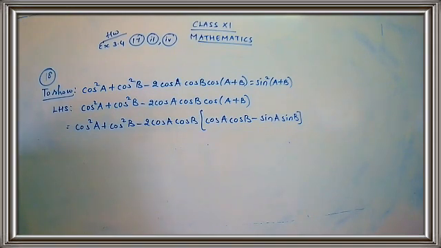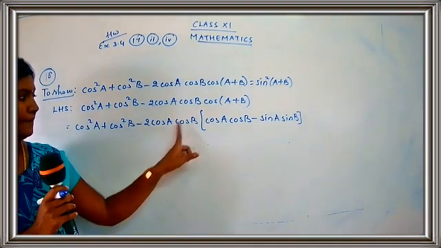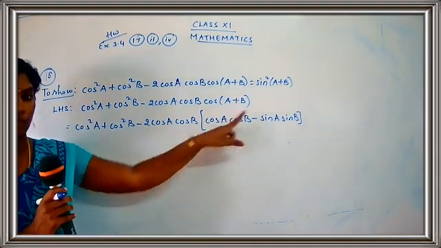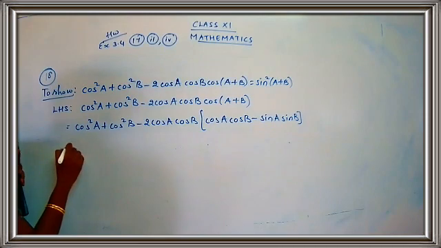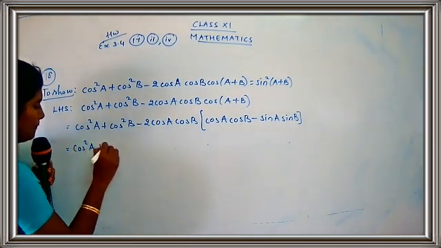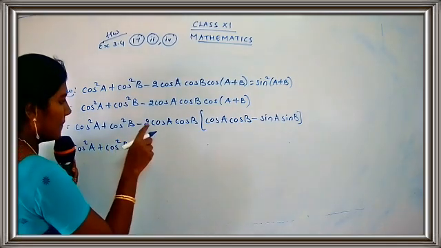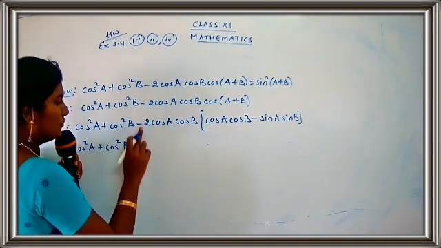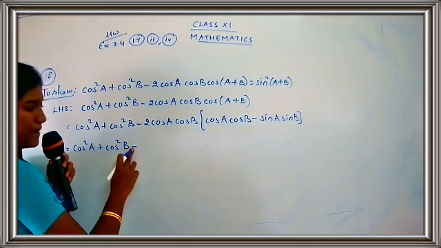Okay children, now we are going to open the bracket. We're just going to multiply with 2 cos A cos B for both the terms. Let's do the multiplication. So keep the first two terms as it is. You get here cos square A plus cos square B minus. Okay children, so for the first term we have only one minus sign, so I'll write minus sign here.